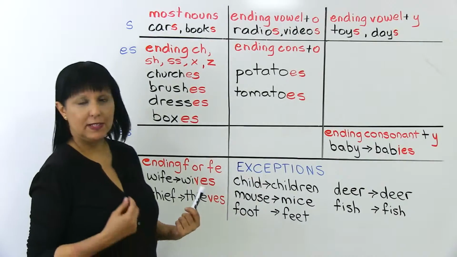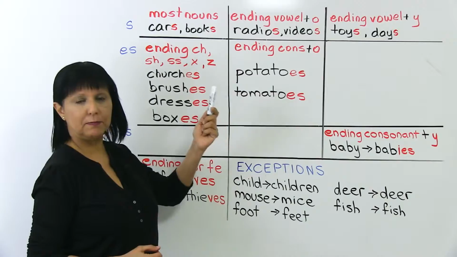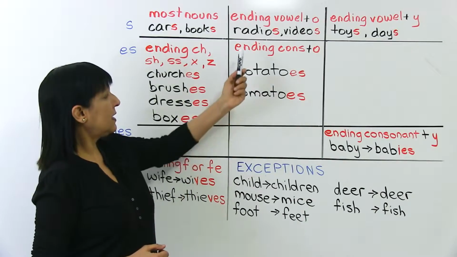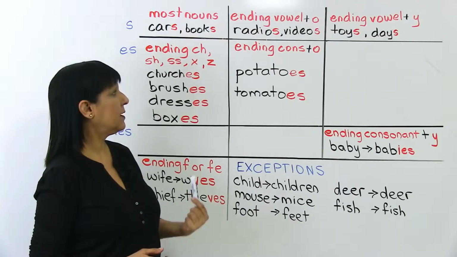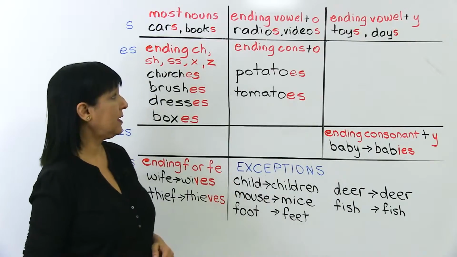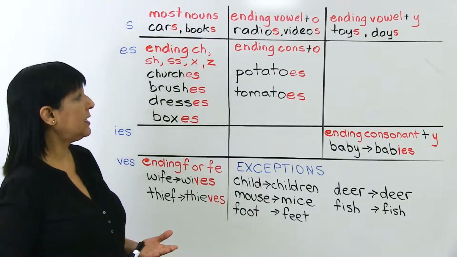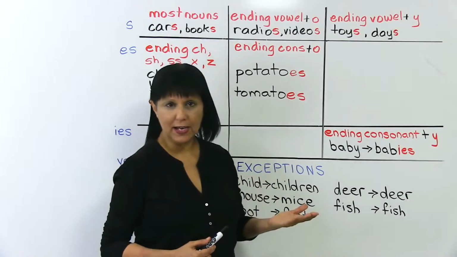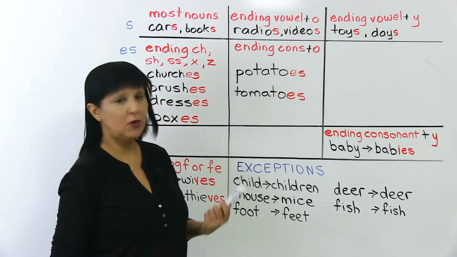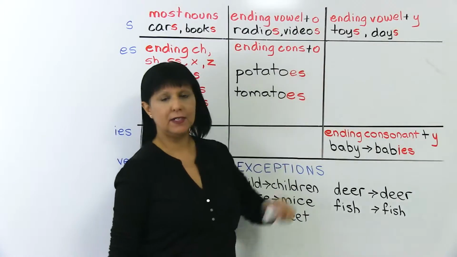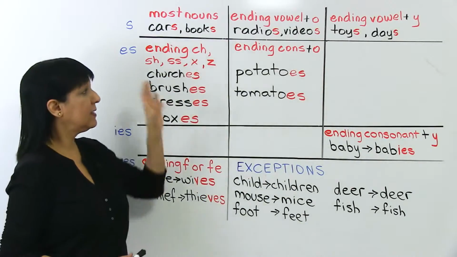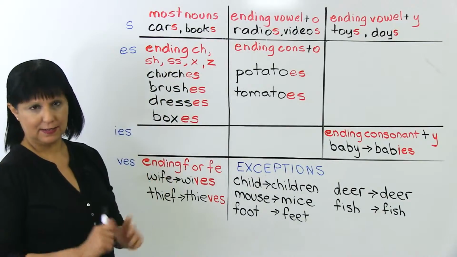If you have a noun that ends with a vowel plus an O, then you also add an S. For example, radio, radios, video, videos. Okay? If you have a noun that ends in a vowel plus a Y, then you have to also add an S. Toy becomes toys, day becomes days. All right? So that's when you add an S.